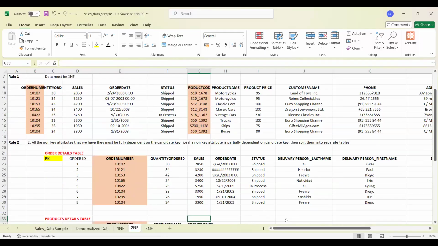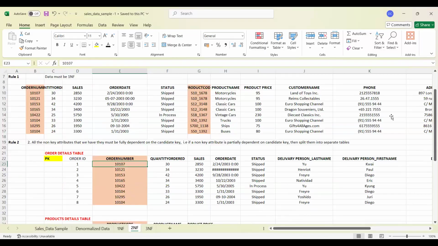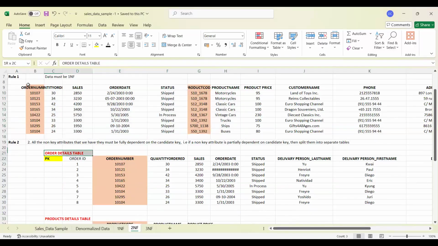So for the order details table, now we should just leave this table. From here only our tables are there, right? Because this is the output which we got in rule 1, but after applying rule 2, now this is our output. Correct? So for the order details table I had data like this.